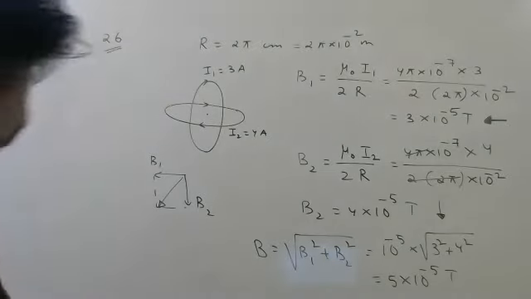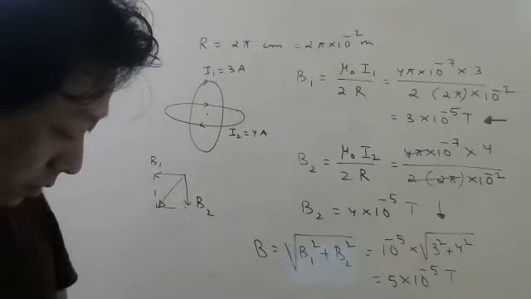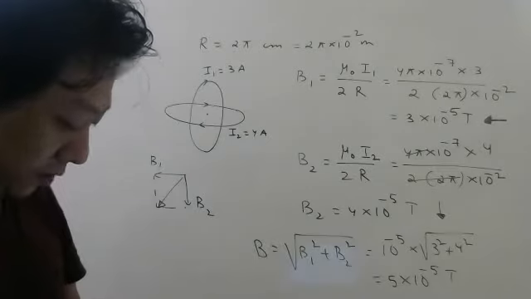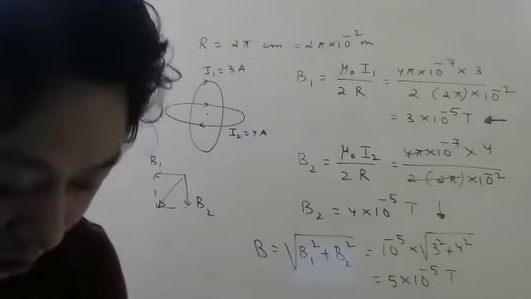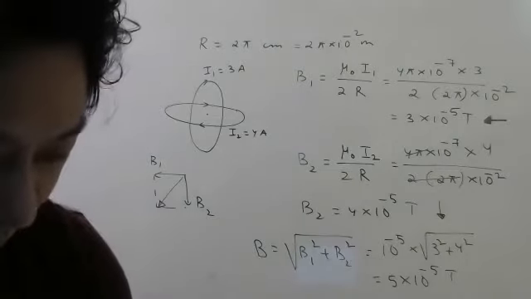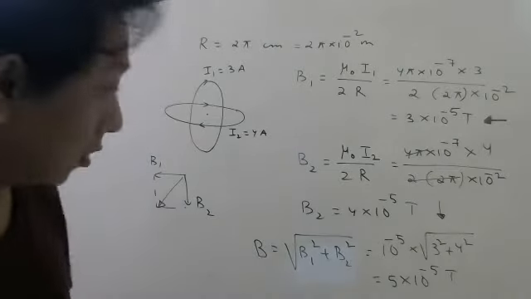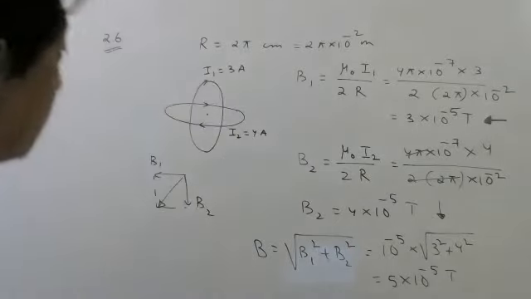Okay, simple question again. 5 into 10 power minus 5 Tesla. Option C. Question 27 is a nice question. Okay, concentrate on that. Option C.